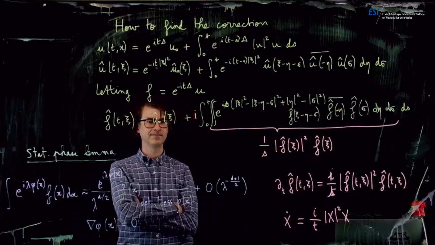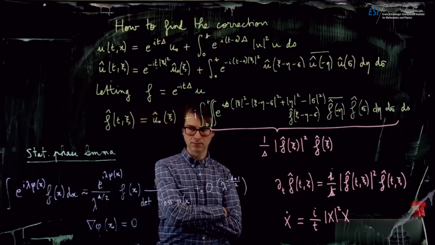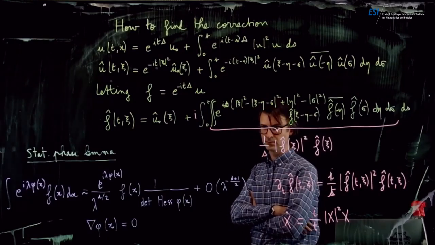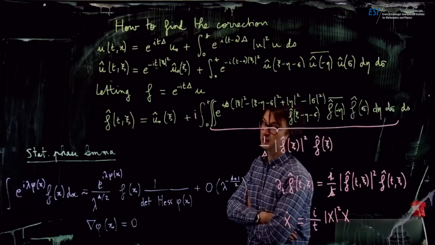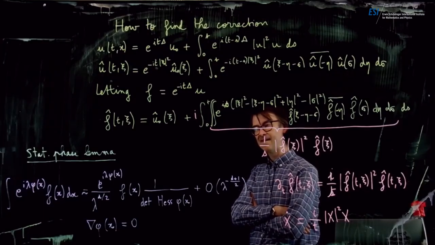I'd like to ask another question about this equivalence in the stationary phase lemma, because of course the error depends on some norm of f. This means there is an estimate in terms of the norm of f. That's true. So what is the norm which enters in the estimate of the error?